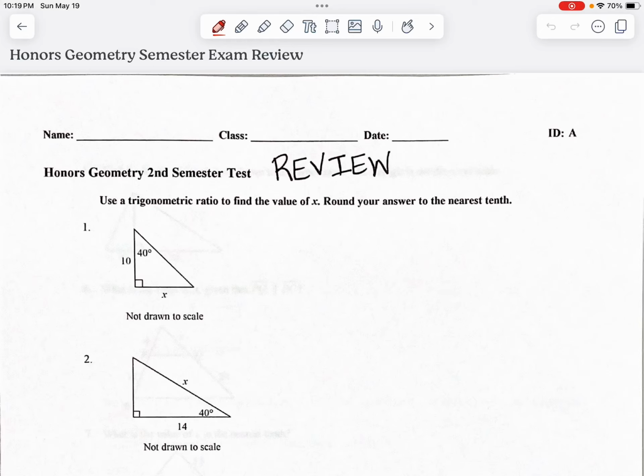Alright, this is your answer key worked out for your exam review. Please refer to the PDF version to get the nice, neat form along with all of the formulas highlighted.